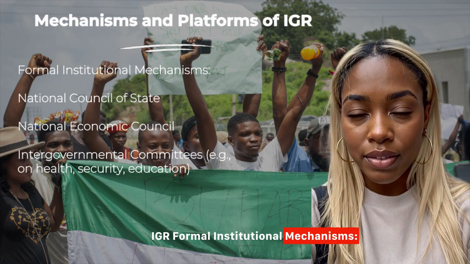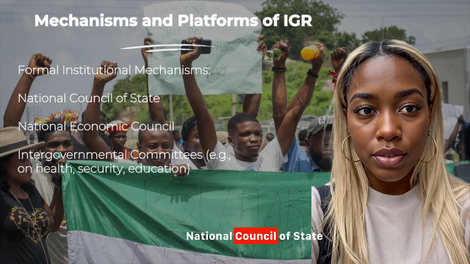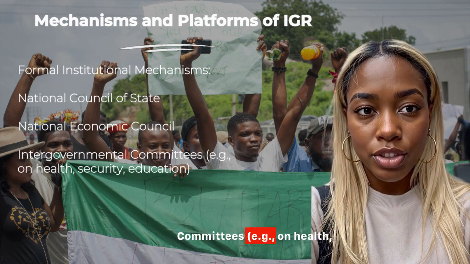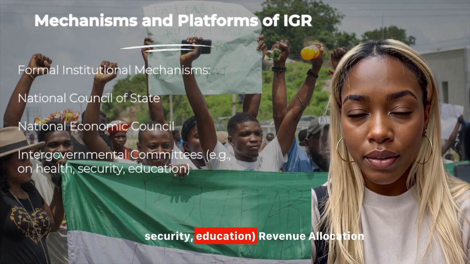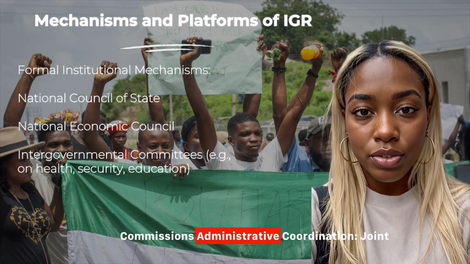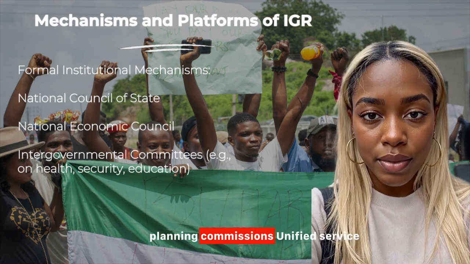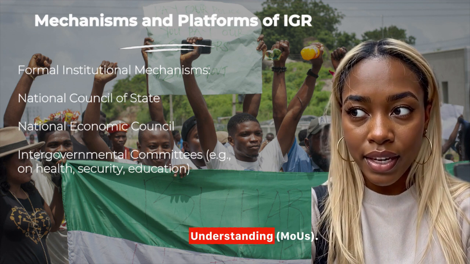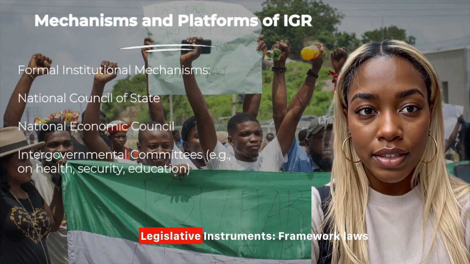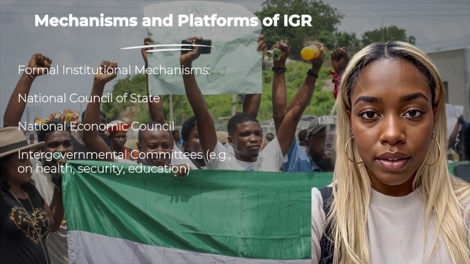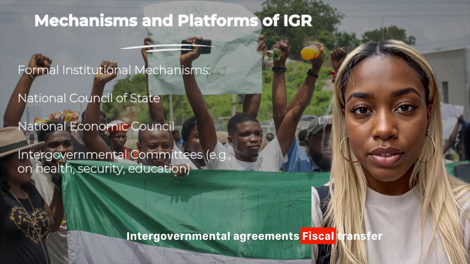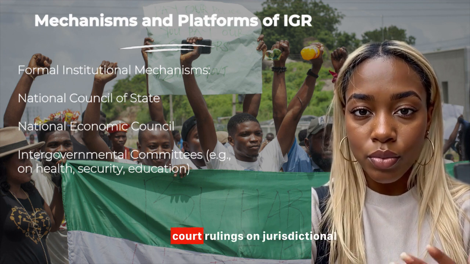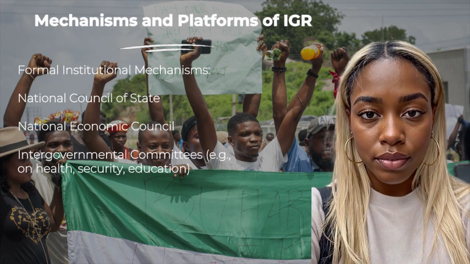Mechanisms and platforms of IGR. Formal institutional mechanisms: National Council of State, National Economic Council, intergovernmental committees, e.g. on health, security, and education, revenue allocation commissions, administrative coordination, joint planning commissions, unified service delivery platforms, memoranda of understanding (MOUs), legislative instruments, framework laws, intergovernmental agreements, fiscal transfer regulations, and judicial interpretations, such as Supreme Court rulings on jurisdictional disputes.